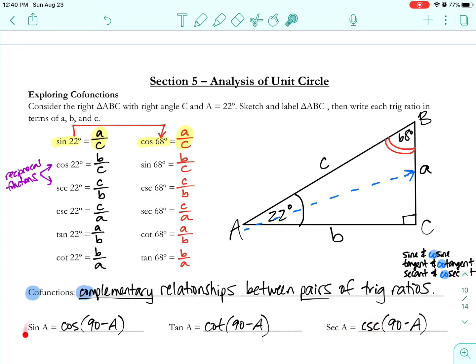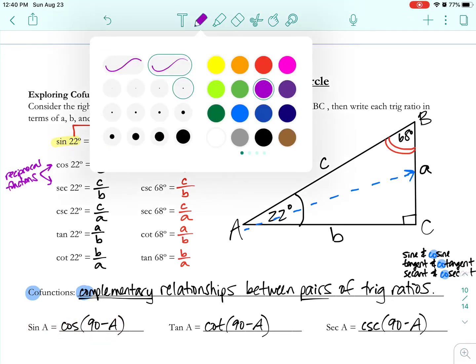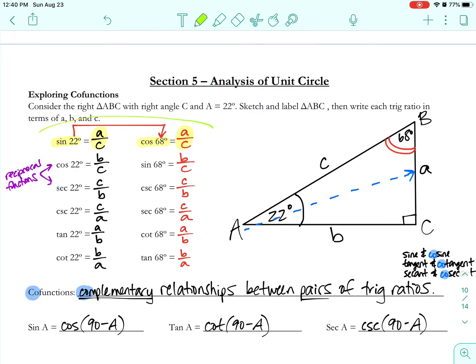So if you have sine of angle A, that's the exact same thing as cosine of 90 minus A. That's exactly what's happening right here. So if you have sine of an angle, that's the exact same ratio, the A over C. It's the exact same answer as the cosine, since it's a cofunction, sine and cosine, of the complement. 90 minus 22 gives you 68. So that's exactly what's happening here.